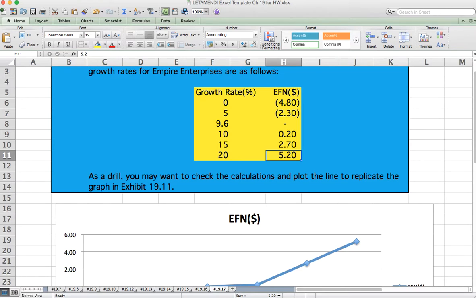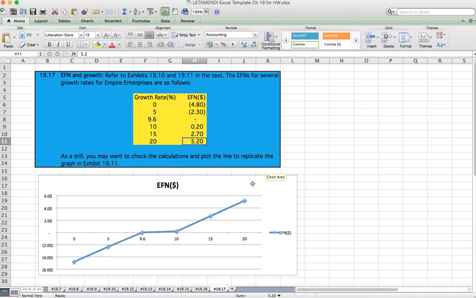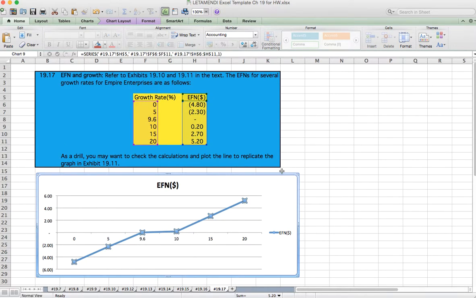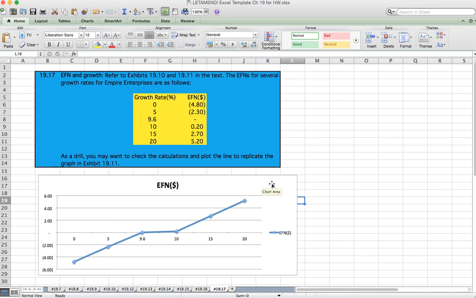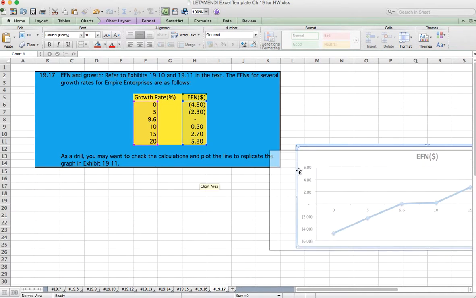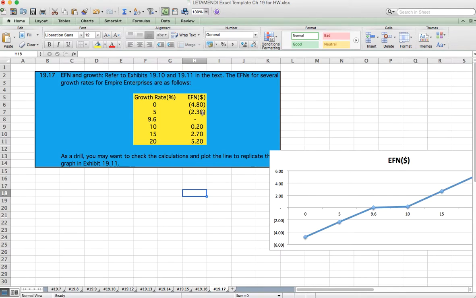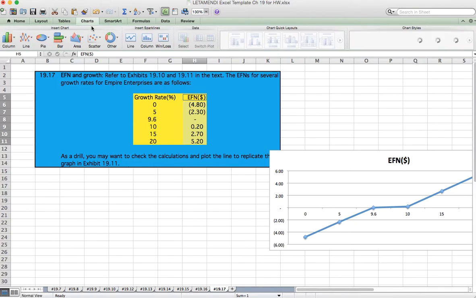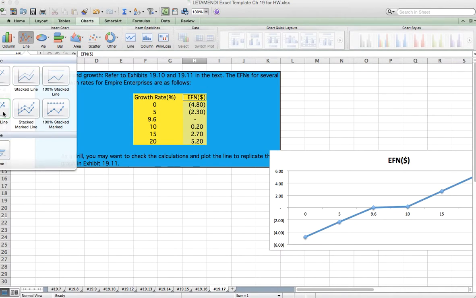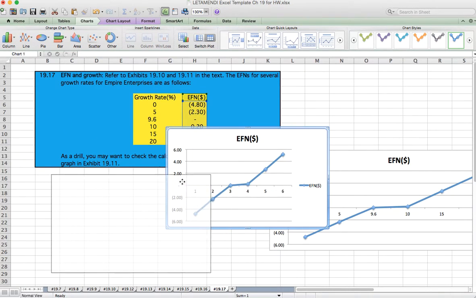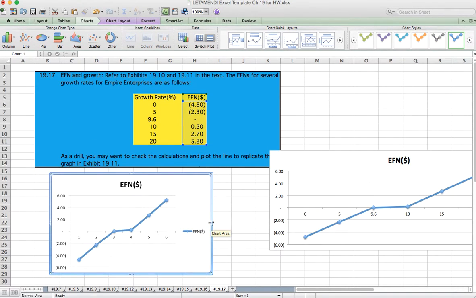As a drill, you may want to check the calculations and plot the line or replicate the graph in exhibit 19.11. So all you're really doing is just replicating this chart here. The easiest way to do it, and I'm going to try to mimic it again because there is a bit of a trick to this: select all of this, press Command if you are on a Mac, or Control to select that. Now you have all of this selected, and then you want to go to charts, line, and then marked line. It's going to create the same line all over again.